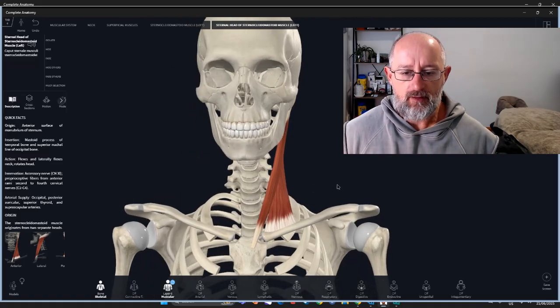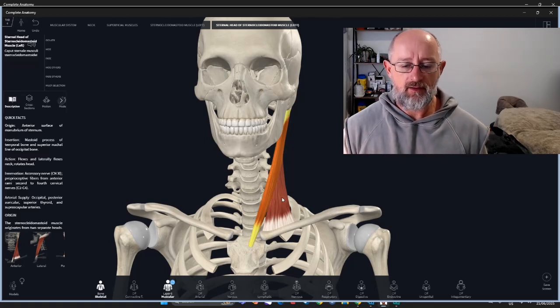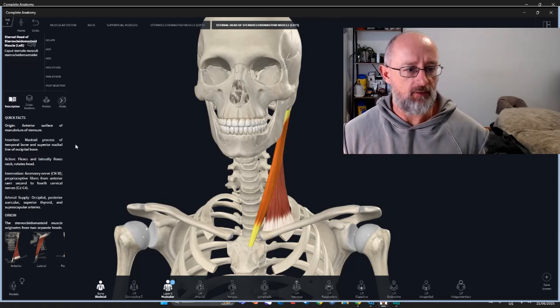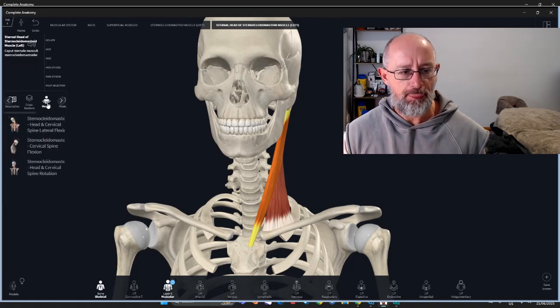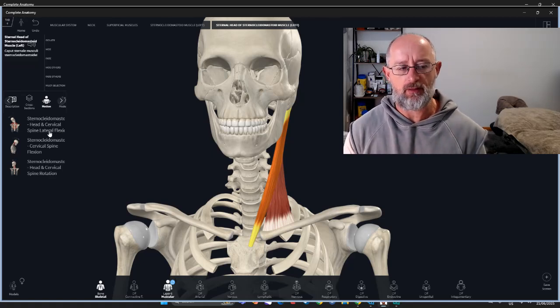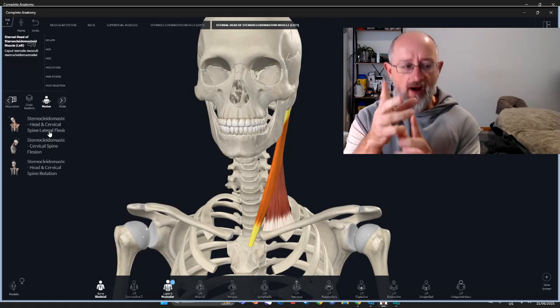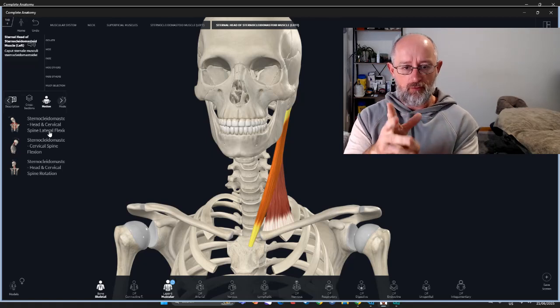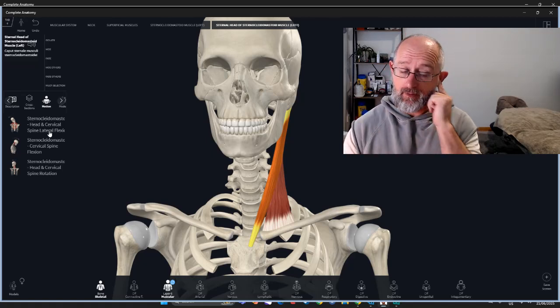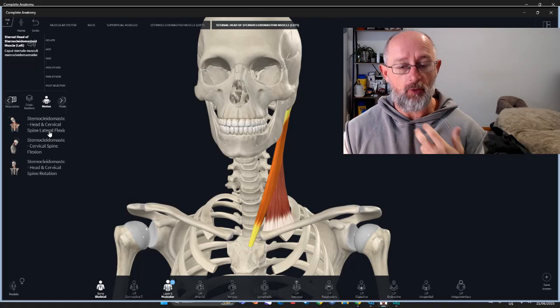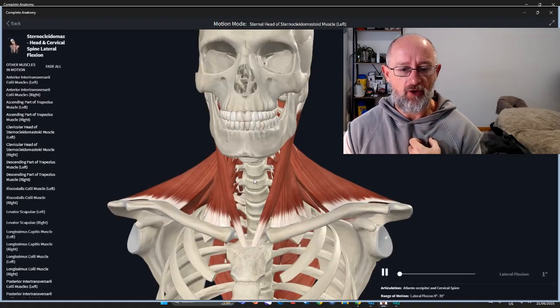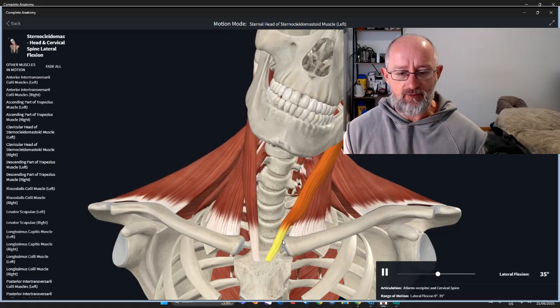Now if we go into individual muscle actions, we're using Complete Anatomy, which is a really good app for this. So you go into motion, and then we've got 3 different actions. What an action means is when the muscle contracts, it's going to pull on the bones and say which direction the bones move. Okay, that's the muscle action. So most muscles have multiple actions. So the first one is we have lateral flexion.